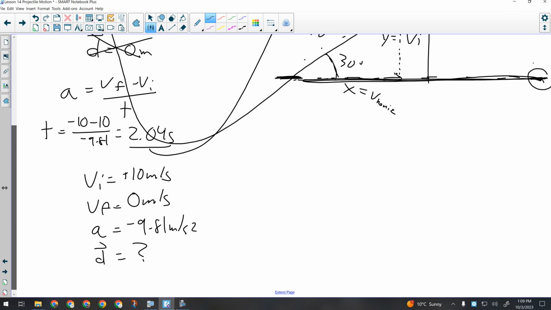Do I have a formula that has VI, VF, A, and D in it? Pretty sure I do. Pretty sure it looks like this.